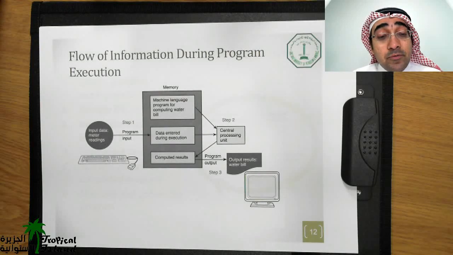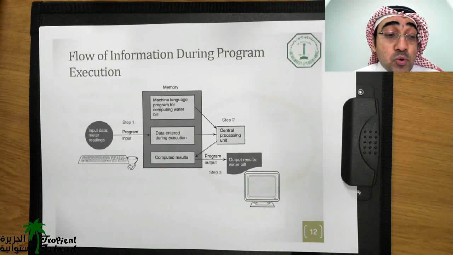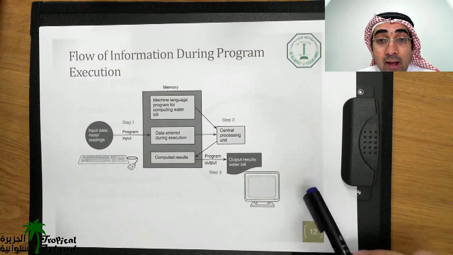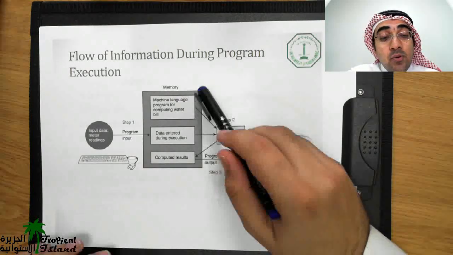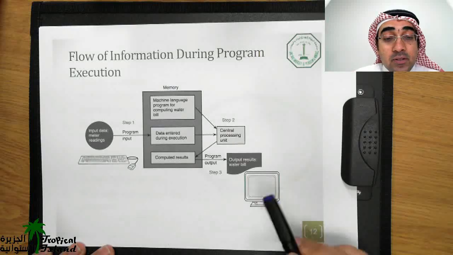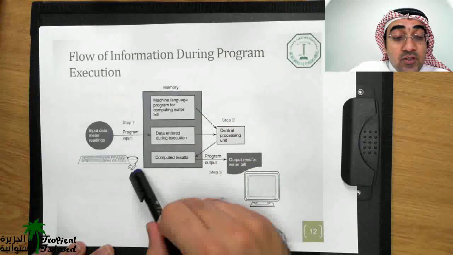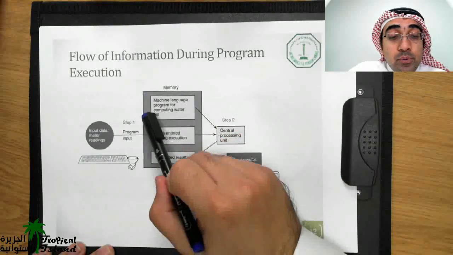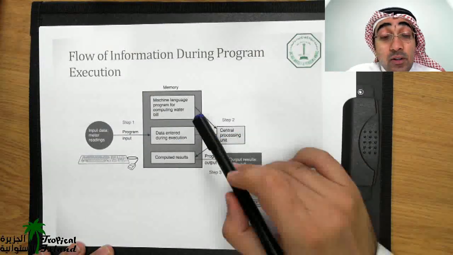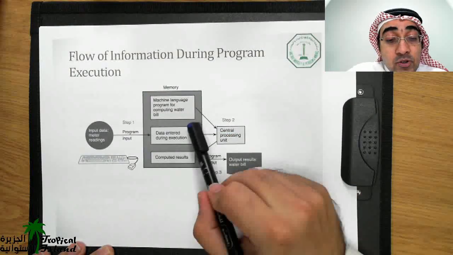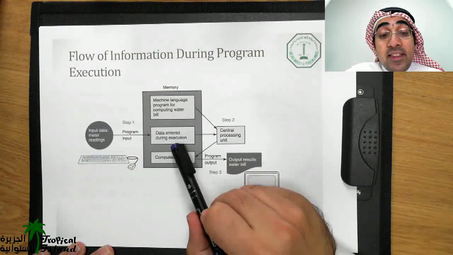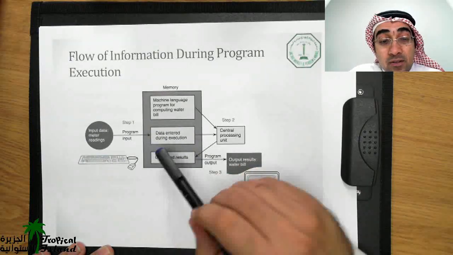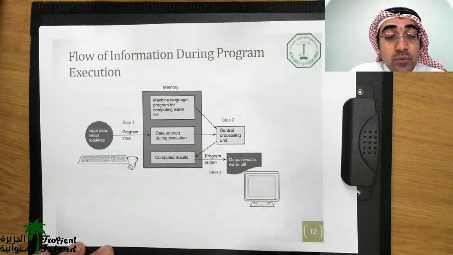Now, how does the flow of information go when you are executing a program? When your program runs, the operating system allocates memory for you. In this memory it puts the machine language code generated in the executable file, and it reserves a place for the data entered during execution, and a place for the result.